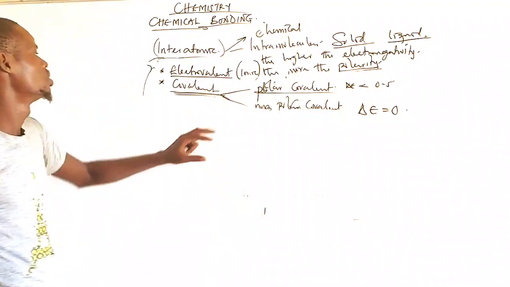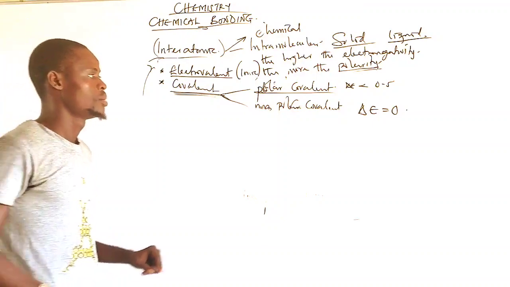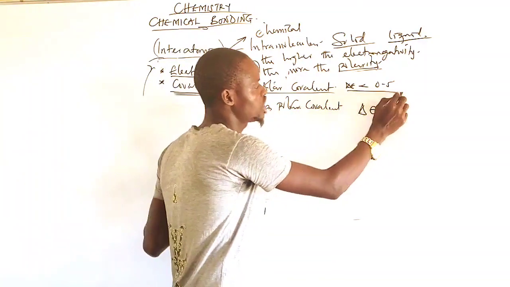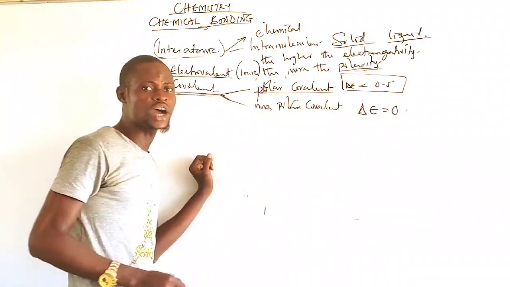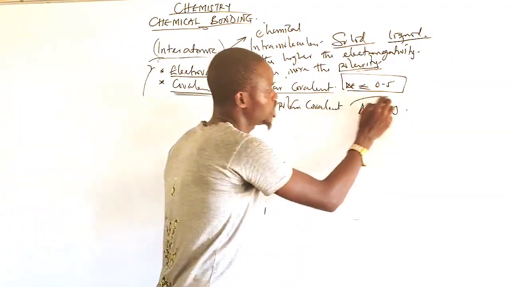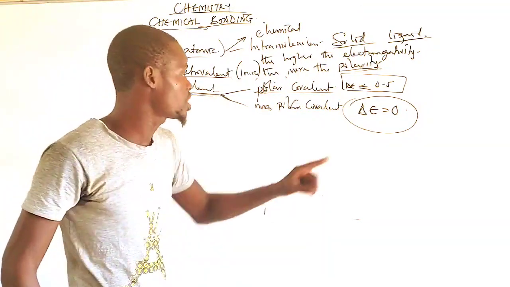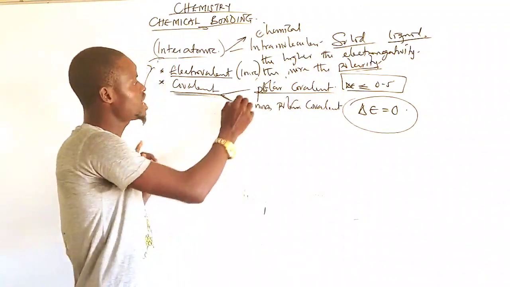So let's move on. We have polar covalent bond and non-polar covalent bond. For polar covalent bond, the electronegativity difference must be less than or equal to 0.5. Then for non-polar covalent bond, the electronegativity difference must be equal to 0. Now we can find this one.